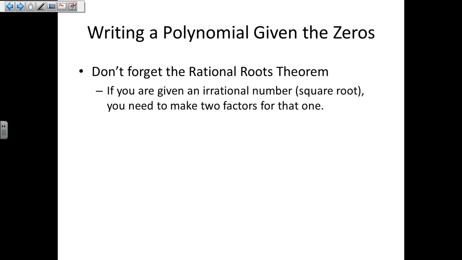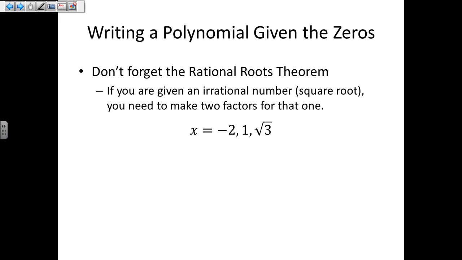Now, in some of your examples, they're going to give you irrational numbers, that is, square roots. You need to remember the irrational root theorem, which basically says that if you're going to have nice numbers for coefficients, then your irrational roots occur in pairs. So they're only going to tell you one of those irrational roots. You have to know to add the other one.